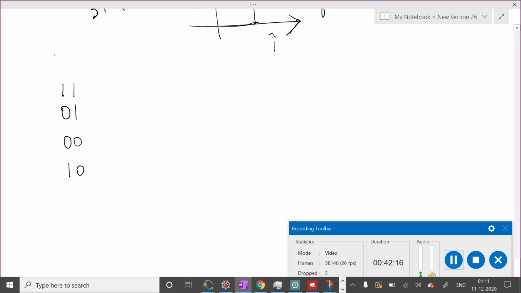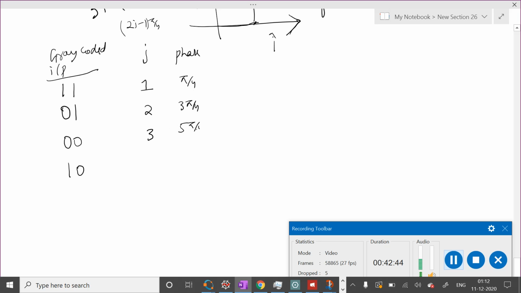Gray coded bits, input bits. And let me write here I and here phase. When I is 1, what is the phase? (2i minus 1) pi by 4, right? So this is pi by 4. When I is 2, it is 3 pi by 4. When I is 3, it is 5 pi by 4. When I is 4, it is 7 pi by 4.